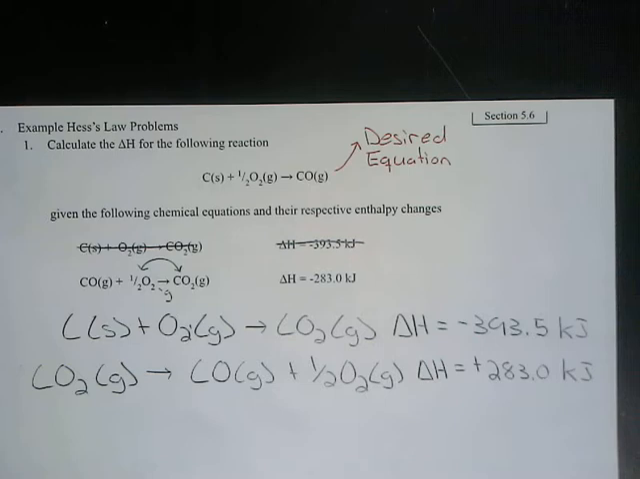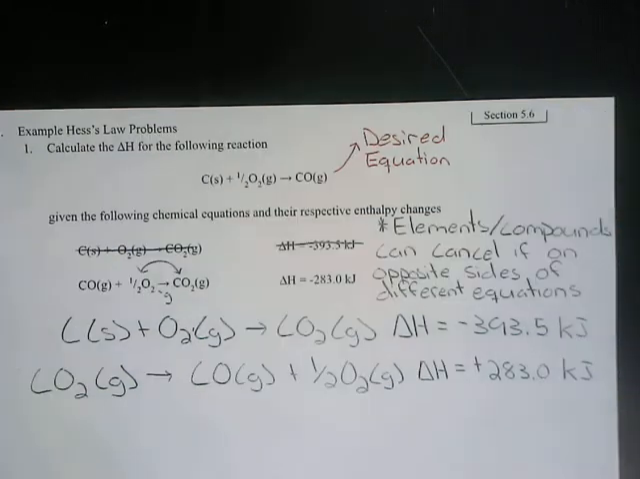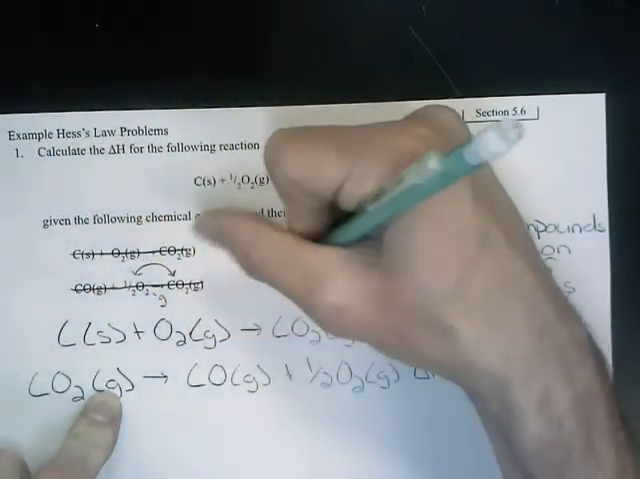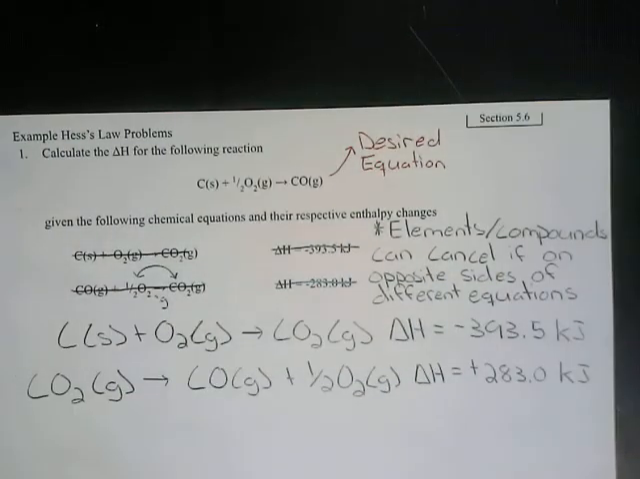Okay, so I'm going to make this general statement. I'll pause and then I'll write it down. And we can cancel elements or compounds on opposite sides of different equations. Okay, so we'll get to that here in a second. But again, I wrote this out, and so whenever I do that, I always cross this out so I don't confuse those particular numbers. All right. Now, let's get to this statement here. Elements or compounds can cancel if they're on opposite sides of different equations.